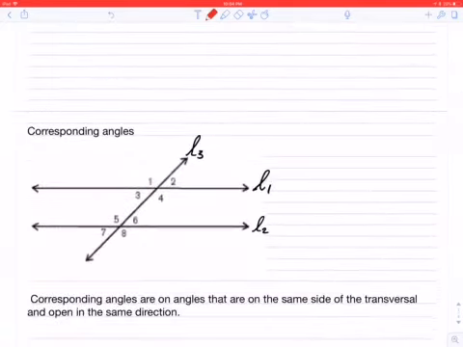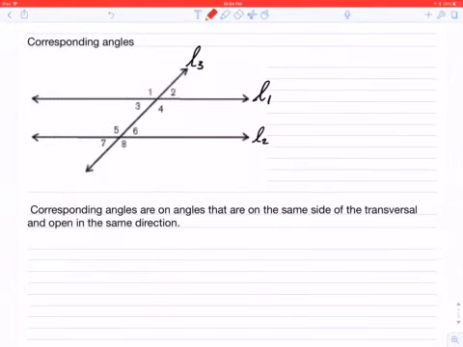Another relationship formed when the parallel lines are cut by a transversal would be corresponding angles. Corresponding angles are on the same side of the transversal, and they open in the same direction. So if I look at the left side of the transversal, I have angles 1, 3, 5, and 7. On the left side, angles 1 and 5 open towards the top of the page. So angle 1 and angle 5 are considered to be corresponding angles.